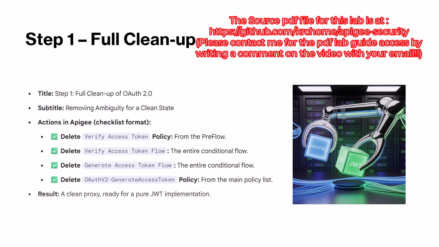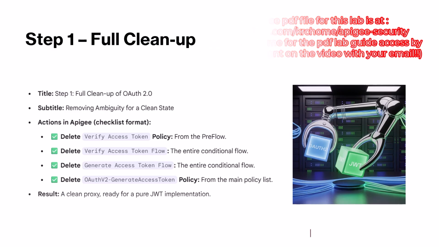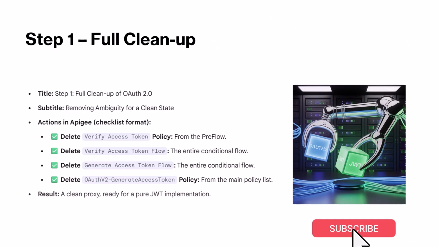Now we'll navigate to the develop tab of our proxy. To avoid any conflicts or ambiguity, we are going to remove every trace of the previous OAuth 2 implementation. This means we'll first delete the verify access token policy from the pre-flow. Next, we'll delete the entire conditional flow named verify access token flow. And then we'll also delete the generate access token flow, and then the policy itself will be deleted. Once this is done, our proxy is completely free of OAuth and ready for our JWT implementation. So we'll do these steps in the Cloud Console. Let's go back to the Cloud Console.